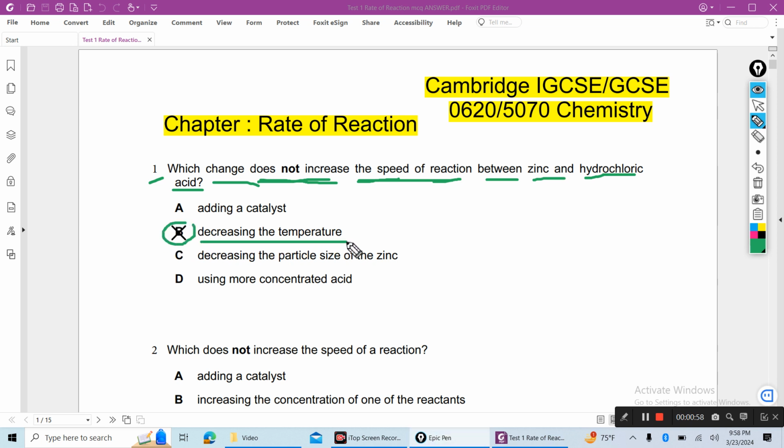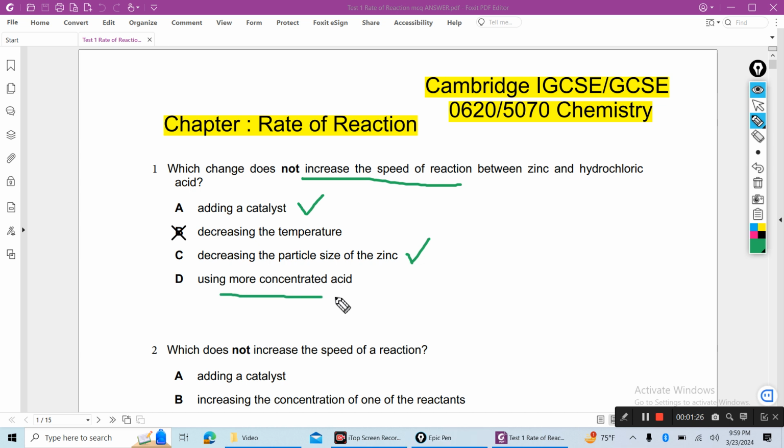Decreasing the temperature. You know, if you decrease the temperature, the rate of reaction or speed of the reaction decreases. So this will not increase the rate of reaction. Adding a catalyst, the rate of reaction increases. Decreasing the particle size, if particle size decreases, surface area increases, so rate of reaction will increase. Using more concentrated acid, if more concentrated acid is used, rate of reaction is increased.